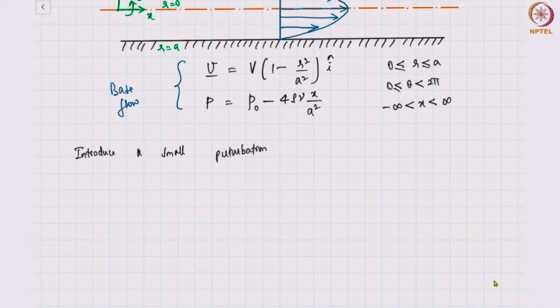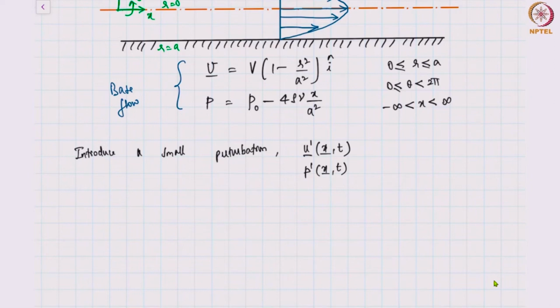Introduce a small perturbation. Let's call it u prime, and this perturbation can be a function of time, and a p prime, which can also be a function of time. The prime here denotes that it's a perturbation quantity.